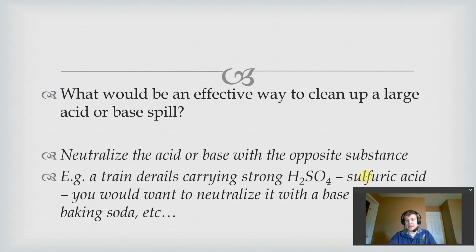Okay, think of a train derailment. This is stuff that we hear on the news sometimes, and next week you're going to have an activity involving this sort of real life scenario. So think of a train derailing carrying strong sulfuric acid. What would you want to do if that train derailed and started spilling that sulfuric acid into the ground, into the waterway, whatever's nearby? You would want to quickly stop the leak, but also you would want to neutralize that acid with a base, preferably a weaker base that's not going to cause its own harm before it does the neutralization. So something like baking soda would be a weak base that could be added to neutralize the acid.